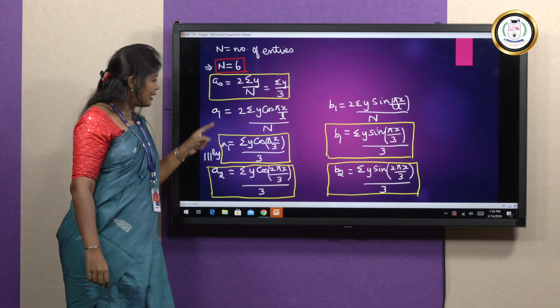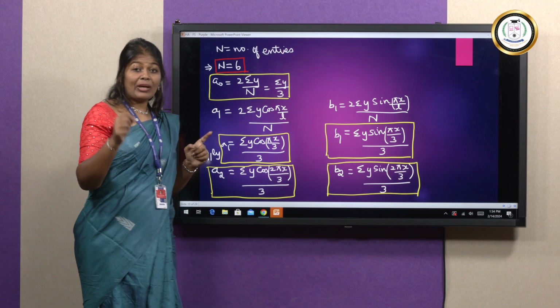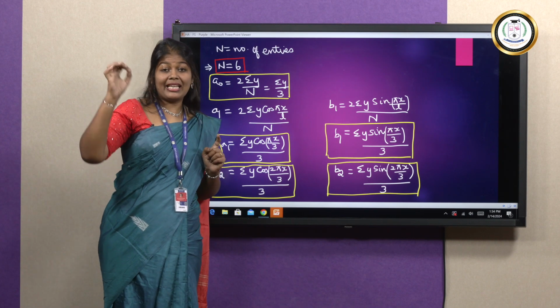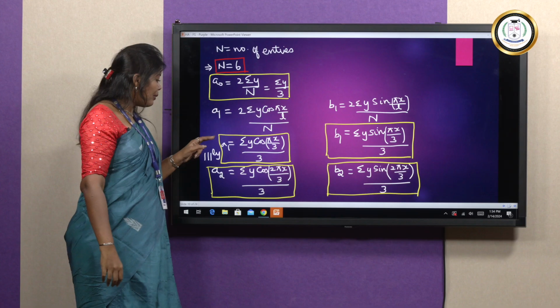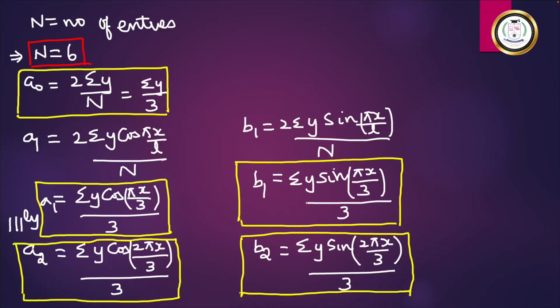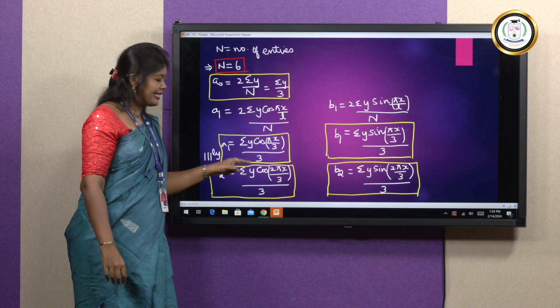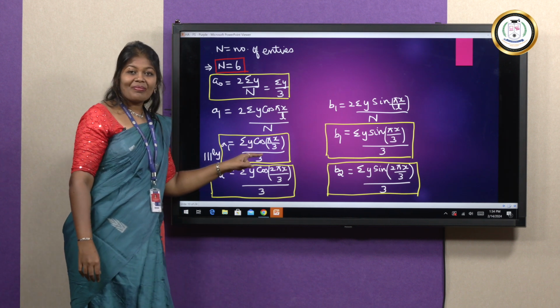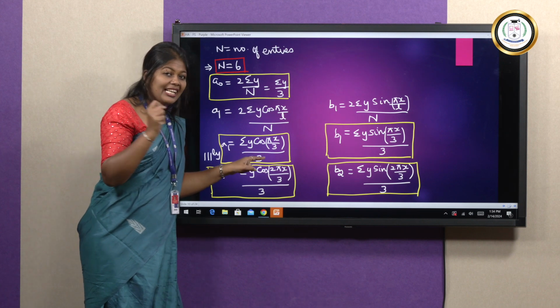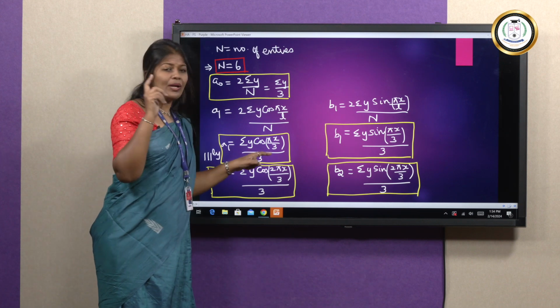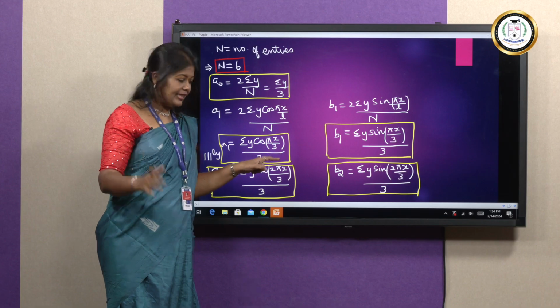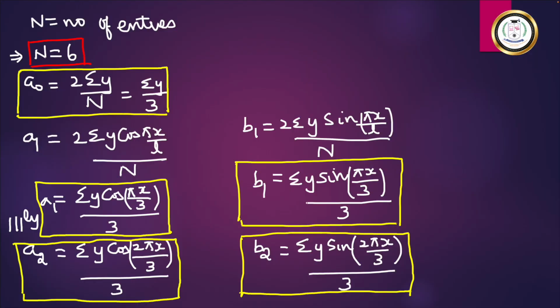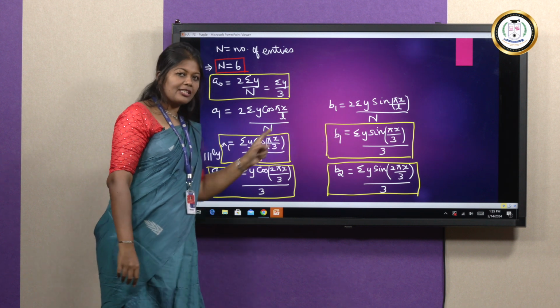Similarly, what is A1 formula? See, An is twice sigma y cos n pi x by L by N. Okay, so what will A1 be? Twice sigma y cos pi x by L by 6. That 2 and 6 have got cancelled here, and n is 1. And what is L? N is 1 for A1. What is L in general? L is 3. So wherever you have L in the formula, you have to replace it by 3. So this is the formula for A1. Similarly, what will be the formula for B1? Only thing is you have to replace cos by sine.